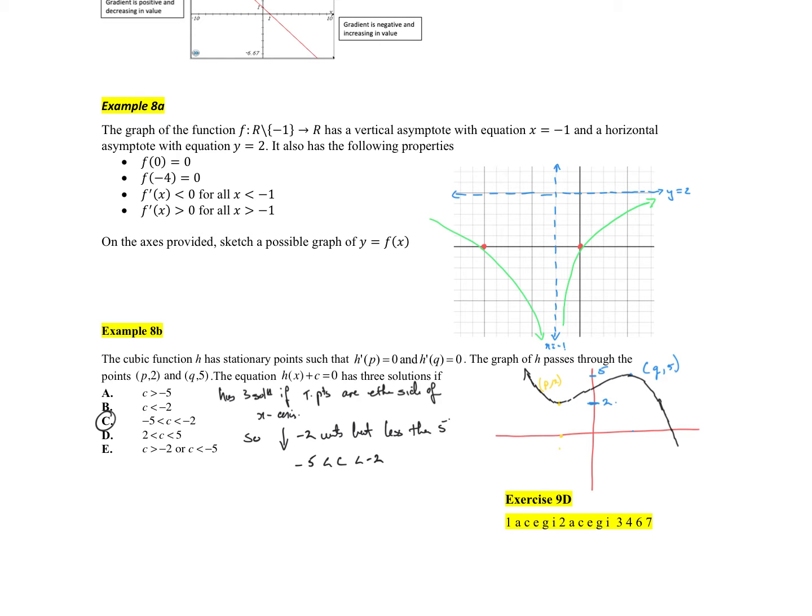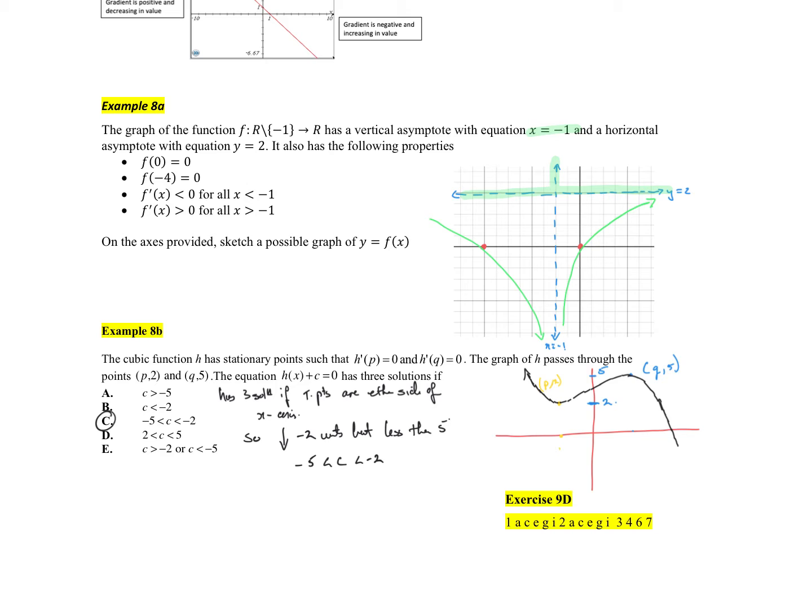Okay, so in this one here, we've described a few key features, and we're just going to mock them into our axes and see what a possible graph might look like. The first things we're told are it has a vertical asymptote at x equal to -1, which you can see written down through here, and a horizontal asymptote at y equal to 2. All right, so from this point here, we could be thinking of a hyperbola or a truncus.